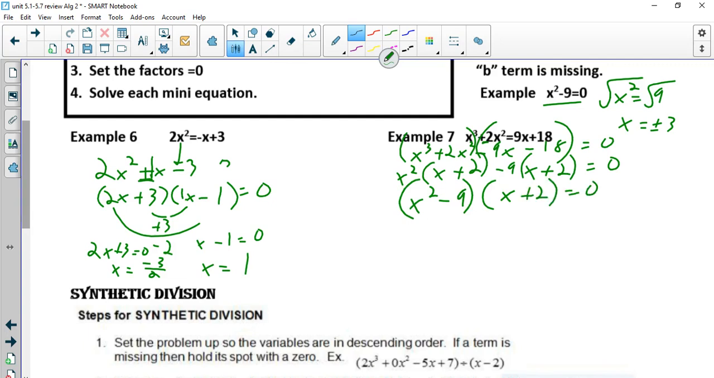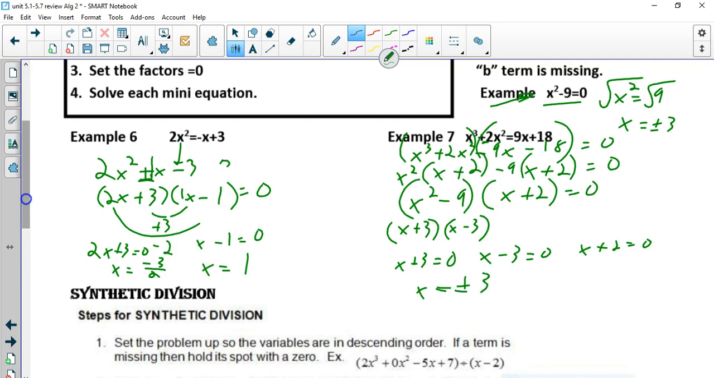Now at this point there's 2 ways to go. We can set x squared minus 9 equal to 0. And just like up here, we already know what the answer is going to be, plus or minus 3. The other thing is we can just recognize that this is a difference of 2 squares and factor it like this. And then we set each one equal to 0. And that's why we get 2 answers when we're solving. So our answers are plus and minus 3 and negative 2.